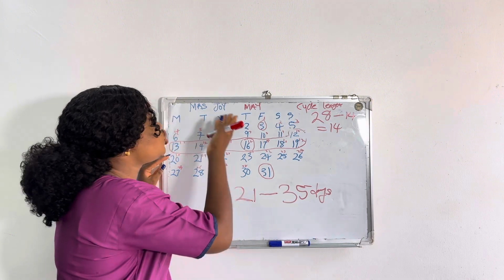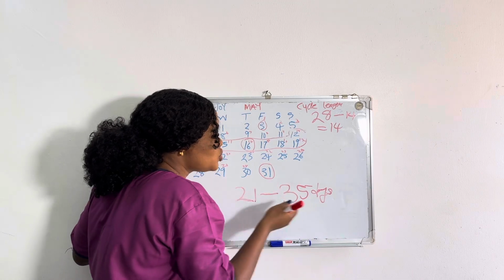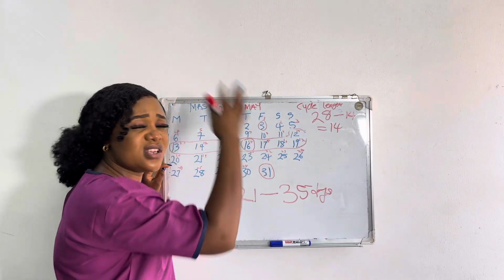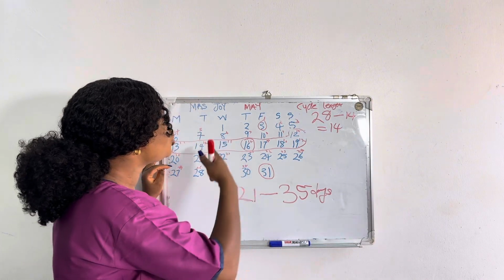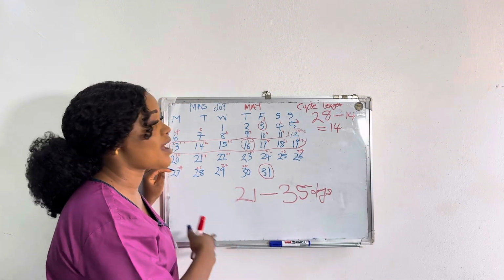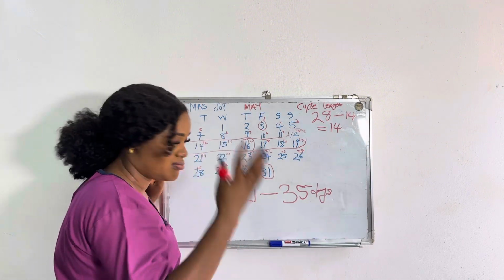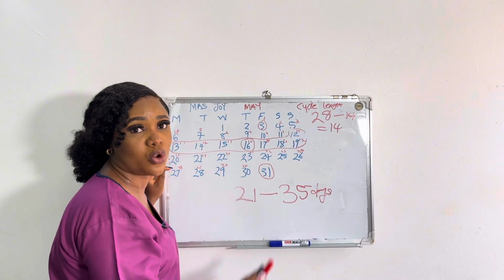As you can see, Mrs. Joy's cycle length was 28 days and it fell within this 21 to 35 days. Her cycle length is normal. So if, for example, now Mrs. Joy's cycle length is 36, 37, she needs to see her gynae or her doctor quickly. Yes, because that isn't normal.